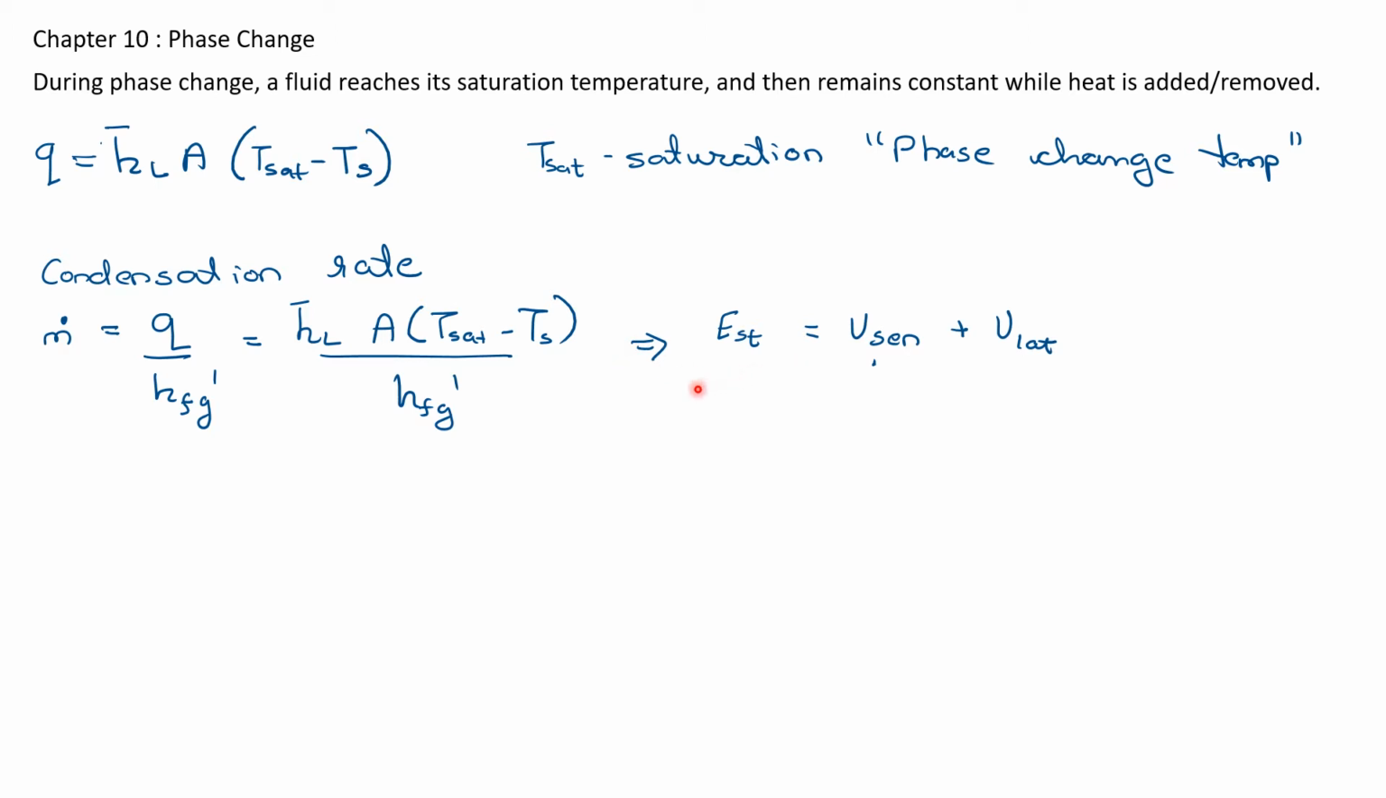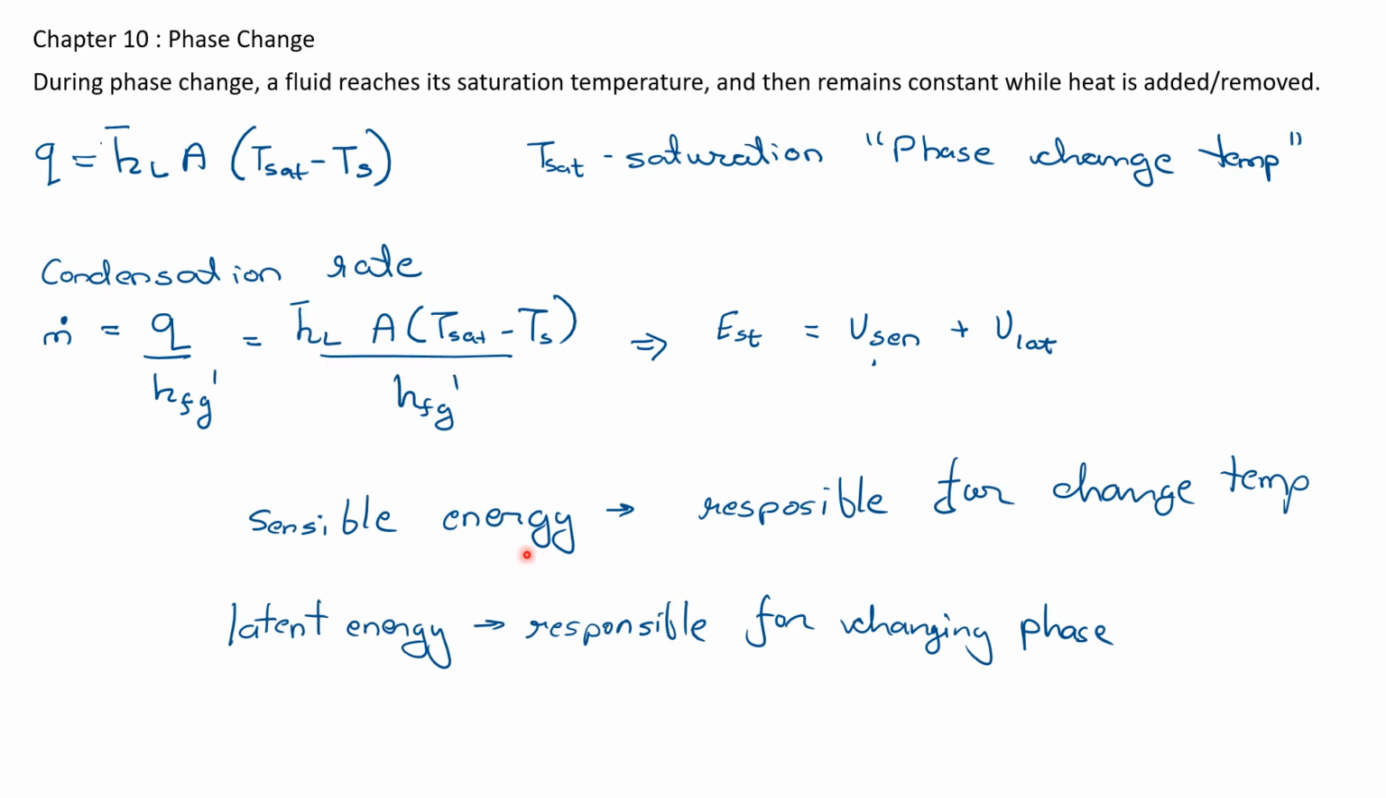So in thermodynamics, we know that our energy stored is a combination of internal energy, kinetic energy, and potential energy. But for our course, we ignore kinetic and potential energy, and our internal energy can be written in the form of sensible heat and latent heat. So what is sensible heat and latent heat? Sensible heat or sensible energy is responsible for change in temperature. Whenever you start boiling tap water at room temperature, the temperature of the water increases. That increase is due to the sensible heat.